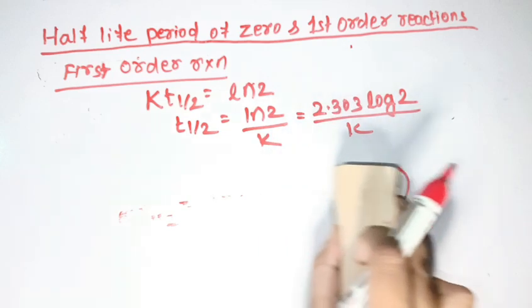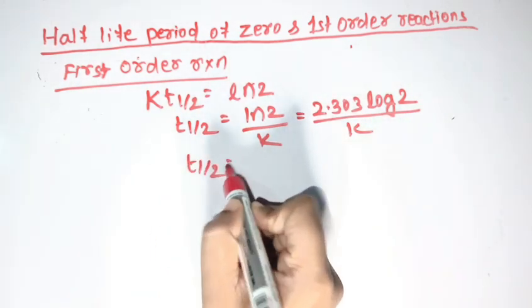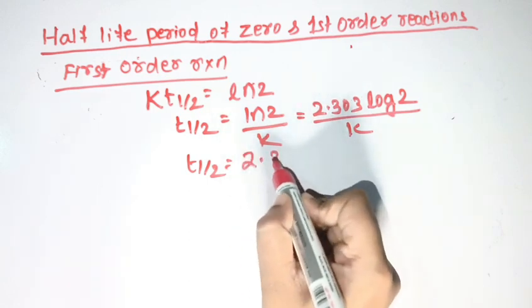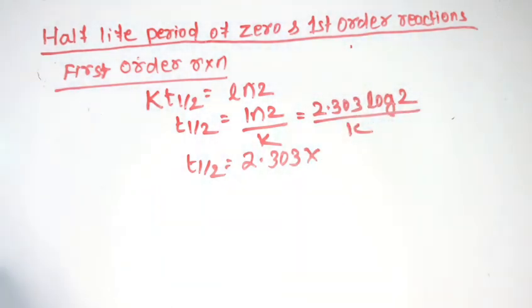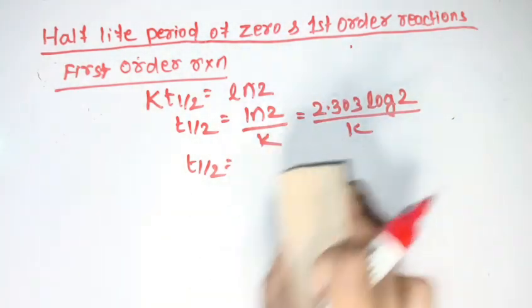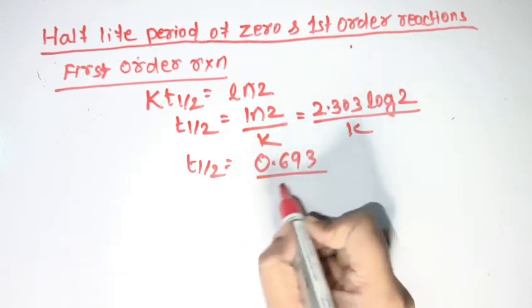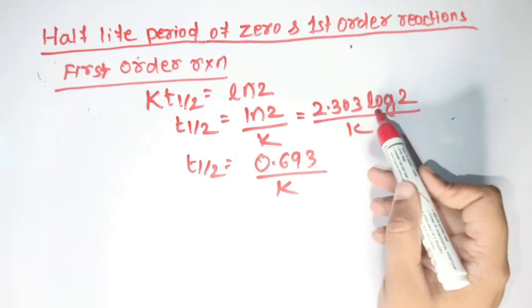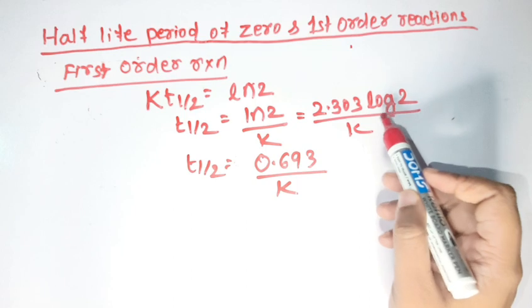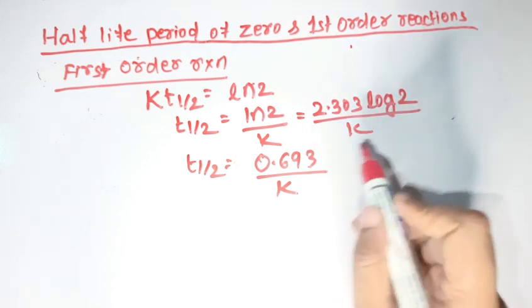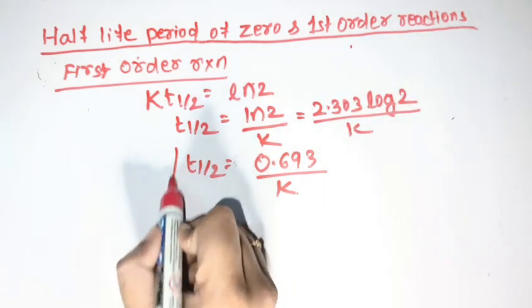Now we will solve this. So t half is equal to 2.303 into log 2, and after solving this value, we will get 0.693 by k. You don't have to remember the value of log 2. You just have to find it in your scientific calculators or the formula books in chemistry.